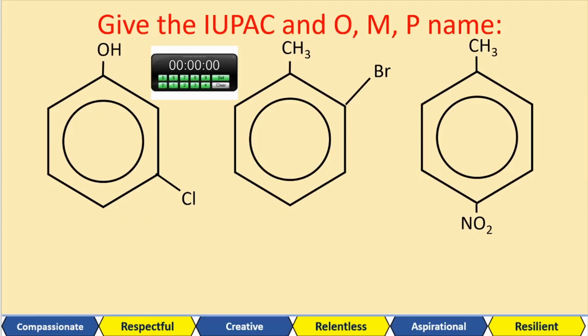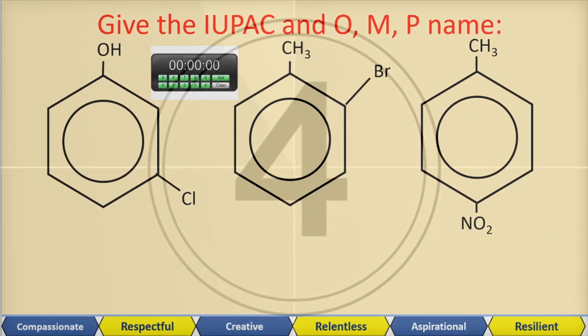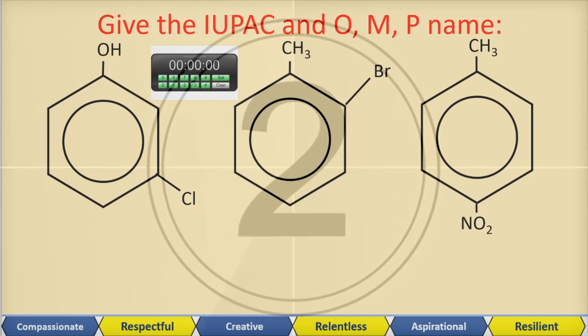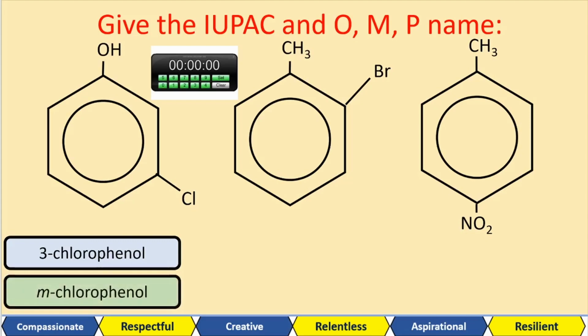That brings us to this activity now. I'd like you to give the IUPAC name and also the OMP name for these 3 different compounds. So the first one is 3-chlorophenol, and that 3 position, we can transmute that to M. If you look at 3, you can kind of twist it anti-clockwise and you see that becomes an M, so hopefully that helps you remember that.